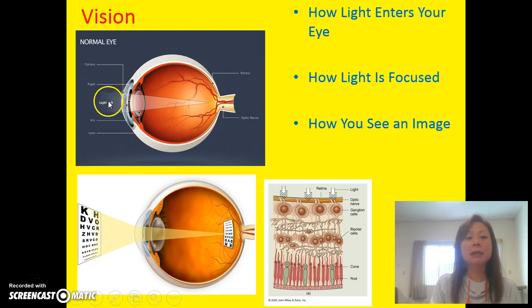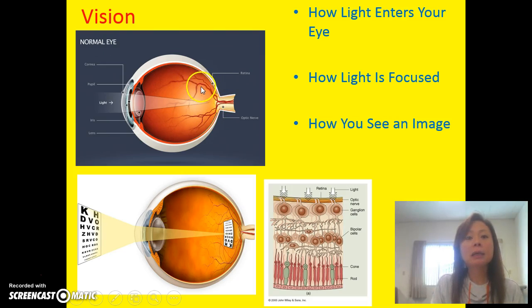Okay, so anyway, light enters through the cornea, then it enters through the pupil, then it will go through the lens. Your lens is curved like this, and because it's curved this way, the light rays will bend and come together to a point. And if you have perfect vision, it'll come together to a point right on the back of your eyeball where you have something called a retina.